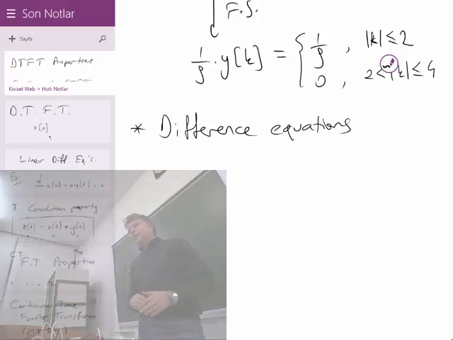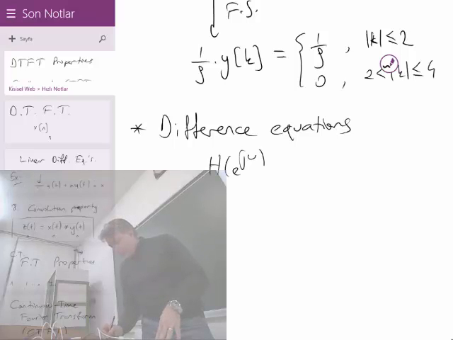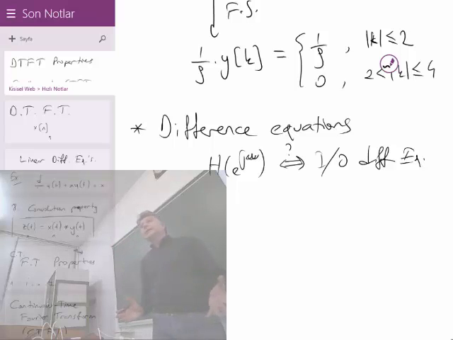Or how can we relate the Fourier transform of a system, which is the frequency response? It's not the impulse response, it's the frequency response, which is the Fourier transform of the impulse response, of course. How can we relate, therefore, H of e to the j omega to the input-output difference equations? How can we relate them?